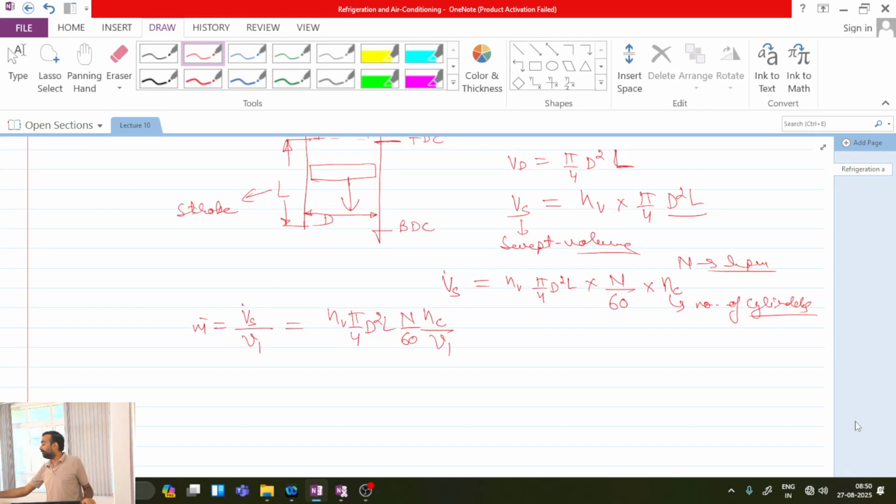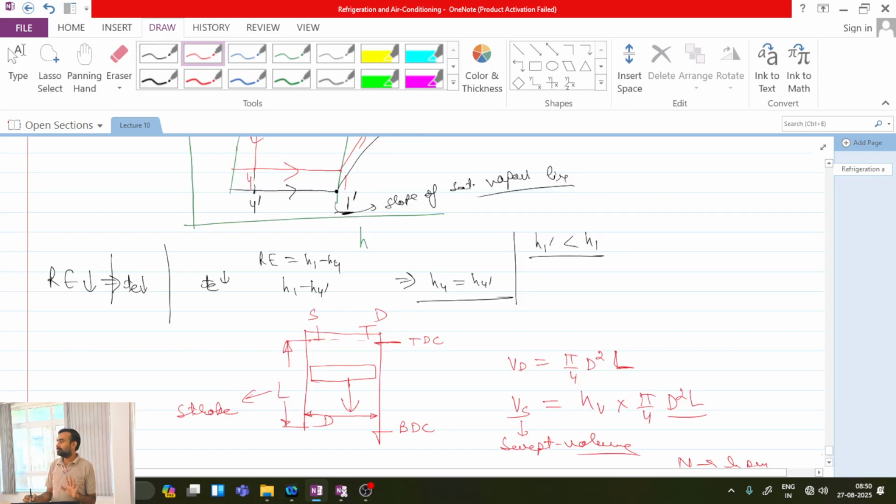Okay, so effect of evaporator temperature is clear. Now let's talk about effect of. Shall I need to repeat it again, or this compressor effect is clear to all? Is it okay?